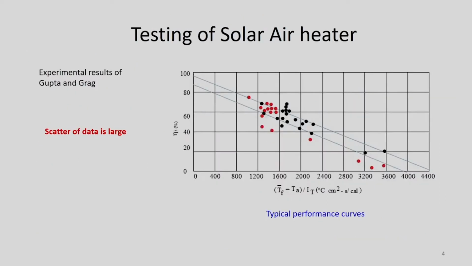Now, if you see this typical performance curve of this solar air heater, you can see these two are at different mass flow rates. This is the experimental result of Gupta and Garg, and as you can see, there is scatter of data, and this scatter is very, very large. In case of a liquid flat plate collector, only a single mass flow rate was giving the entire characteristics, but in case of solar air heater, this is not so. So, we have to perform the experiments at different mass flow rates. Why is this so?